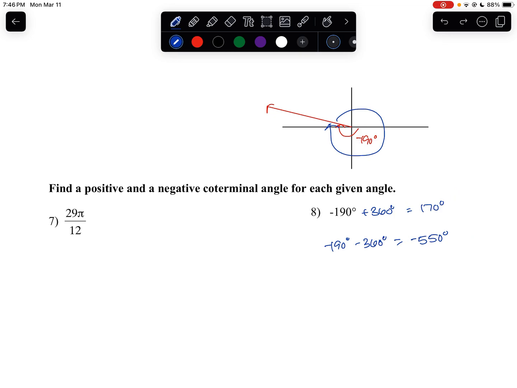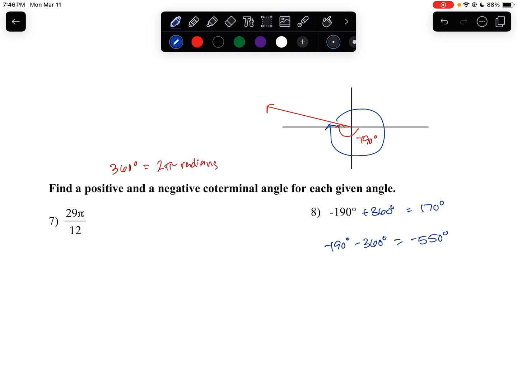Okay? It's no different whenever I go to radians. But if you're given this in radians, your answer also needs to be in radians. So we just have to think about rotating 360 degrees, but in radians. And 360 degrees is equivalent to 2 pi radians.